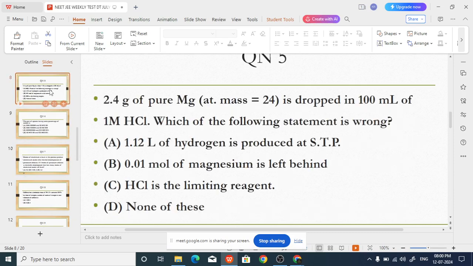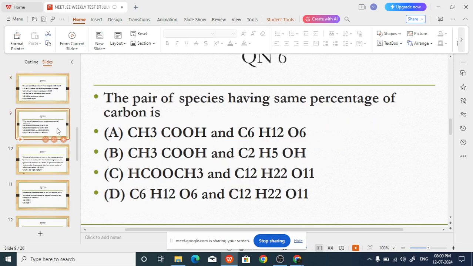Question 5. 2.4 gram of pure magnesium is dropped in 100 ml of 1 M... Oh no, this is molarity. They wouldn't have taken it so far, since you are saying molar mass and all is not taken, so this would have been taken. The pair of species having same percentage of carbon is.